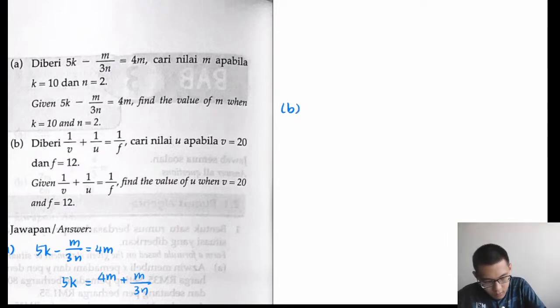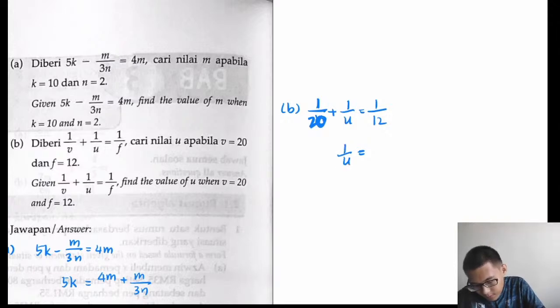Okay, find the u when the v is 20 and f equals 12. This one I don't want to just calculate first. Find the u when v equals 20, f equals 12. When just now I tried to take the subject, taking the subject needs a lot of time, so just take the answer. All substitute, we can try to move it up. Now we have 1 over u equal to 1 over 12 minus 1 over 20.